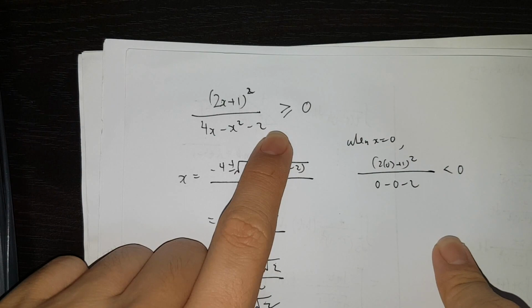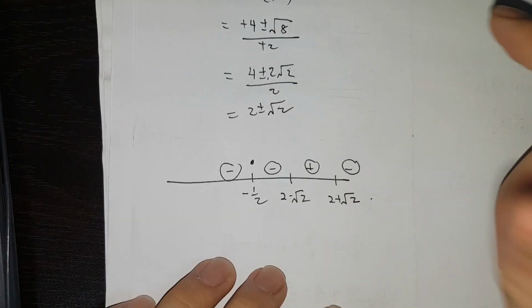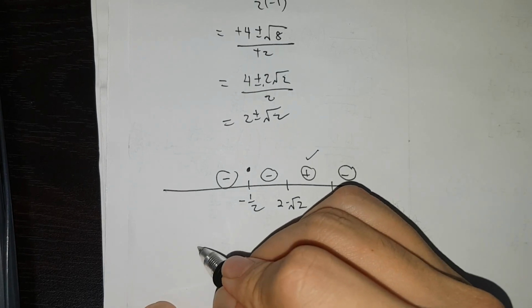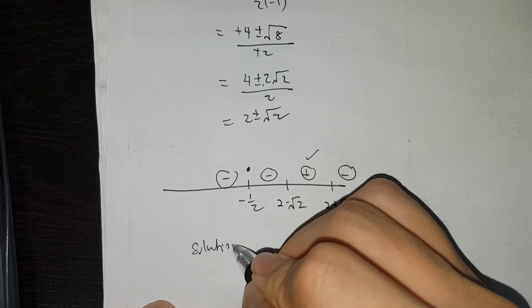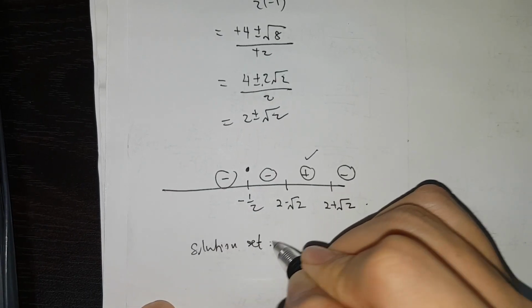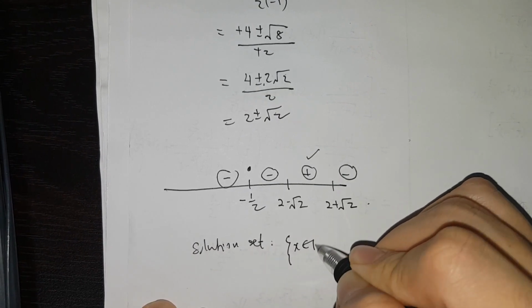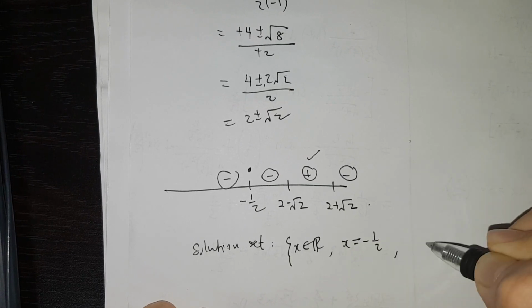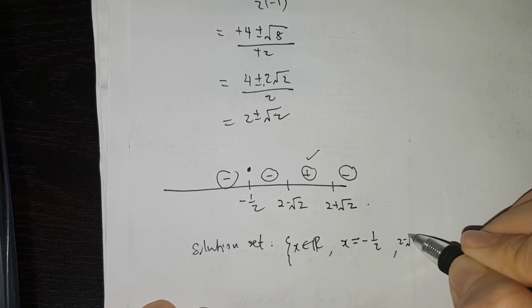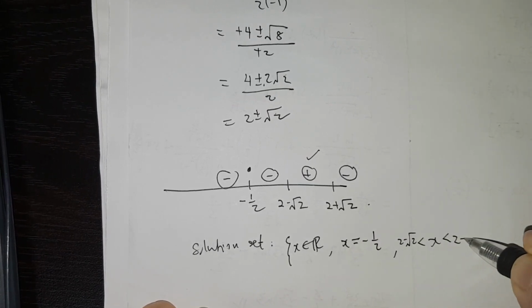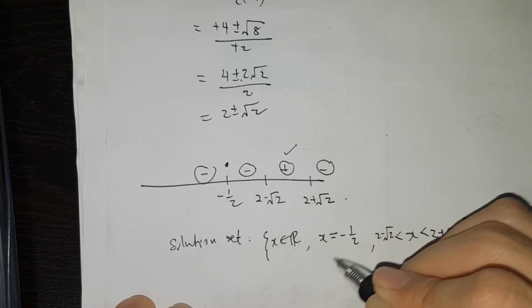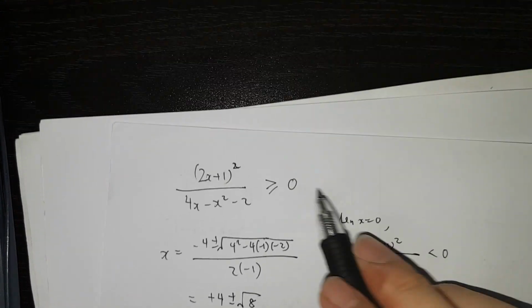Now you want it to be bigger than or equal to 0, meaning I would want this and this. So the solution set would actually be x a real number, x equals negative half, or x is between 2 minus root 2 and 2 plus root 2. Okay, without the equal sign here, please take note, and this as well. Students tend to often forget that this is the equal sign.